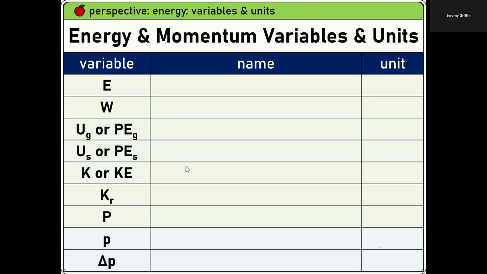Alright, start with variables and units. What does capital E stand for? Energy. That would be measured in what units? Joules. Right. How about capital W as a variable? Work.